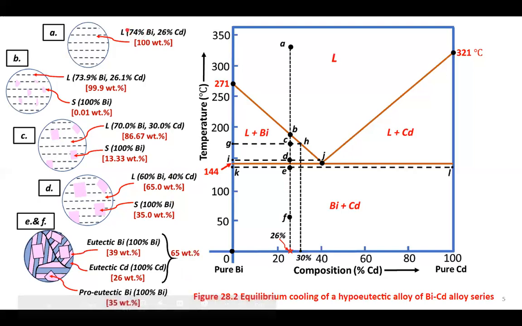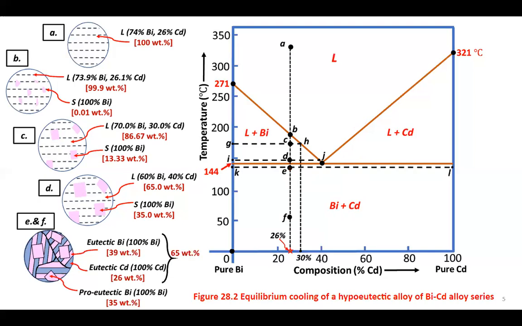Pro-eutectic is 35, eutectic is 39. Or otherwise, you can draw the tie line in this region and you will get the total bismuth through the inverse lever rule as 39 plus 35, somewhere around 74%. And similarly, if you again apply the lever rule over here, 100 minus 74 would be 26, would be cadmium, and all cadmium that we have in this microstructure is eutectic cadmium.